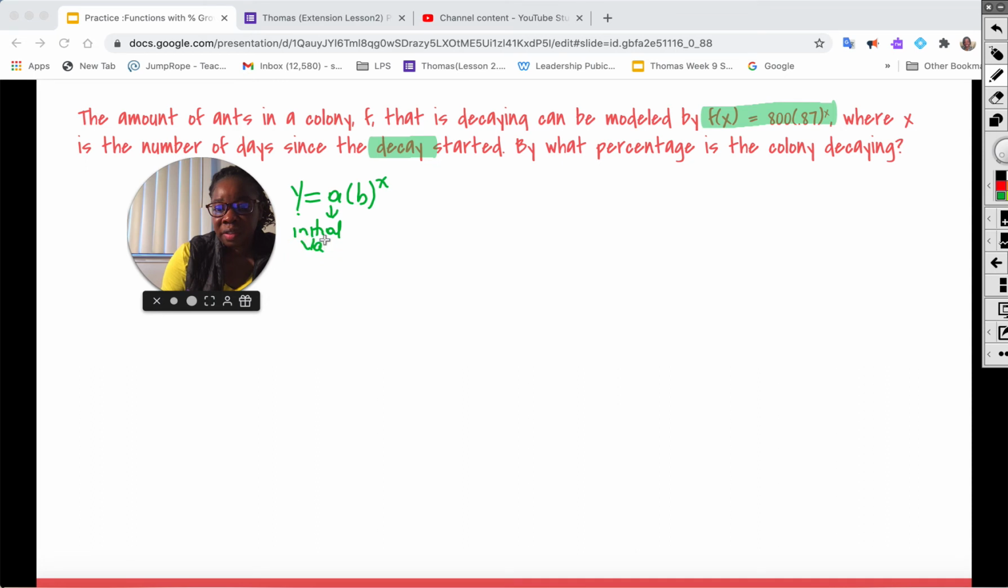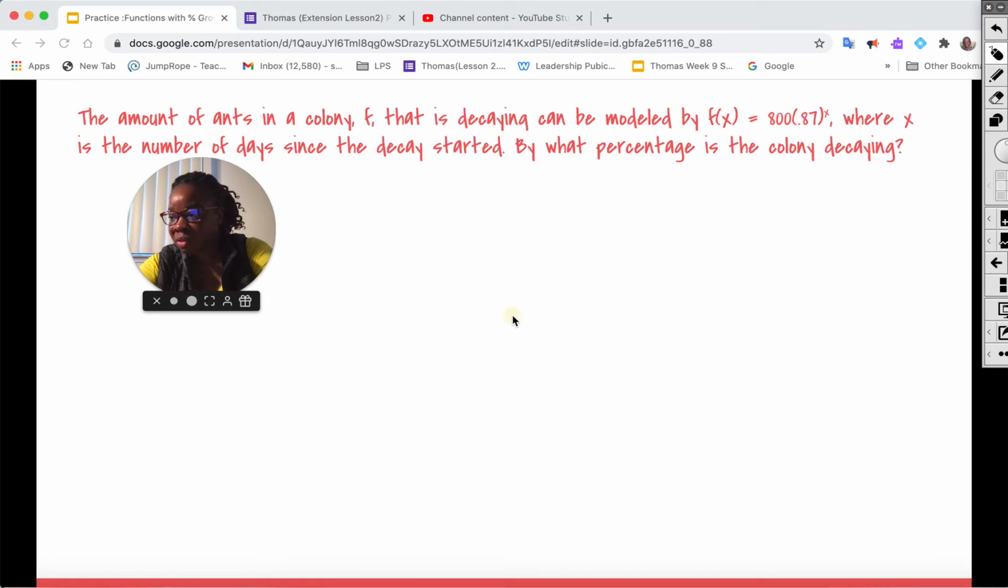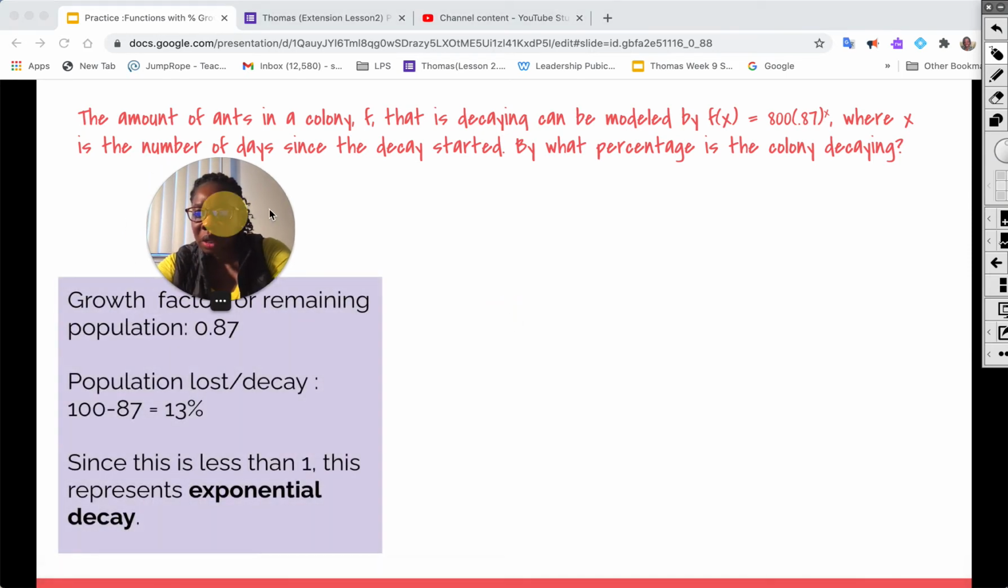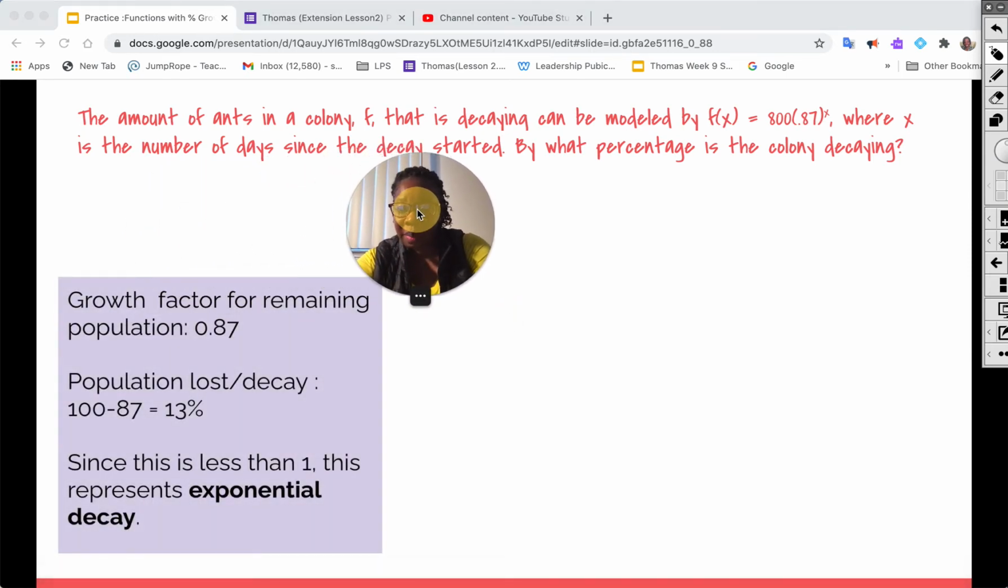So this is initial value or growth factor, which is representing decay in this case because it's less than 1. All right, so the decay factor is 0.87. So as we continue, what do we know? Well, the growth factor for the remaining population is 0.87. That was given in the equation. So the population lost is going to be 100 minus 87, which is equal to 13%.